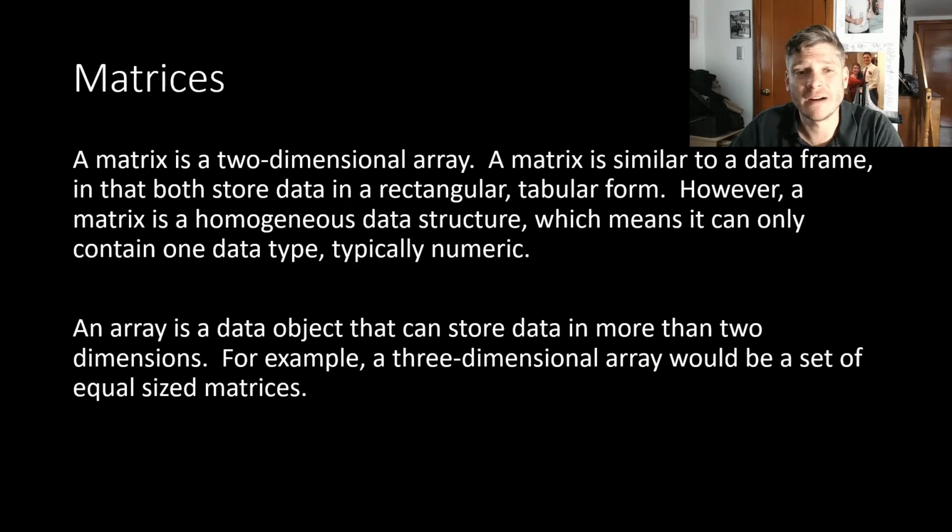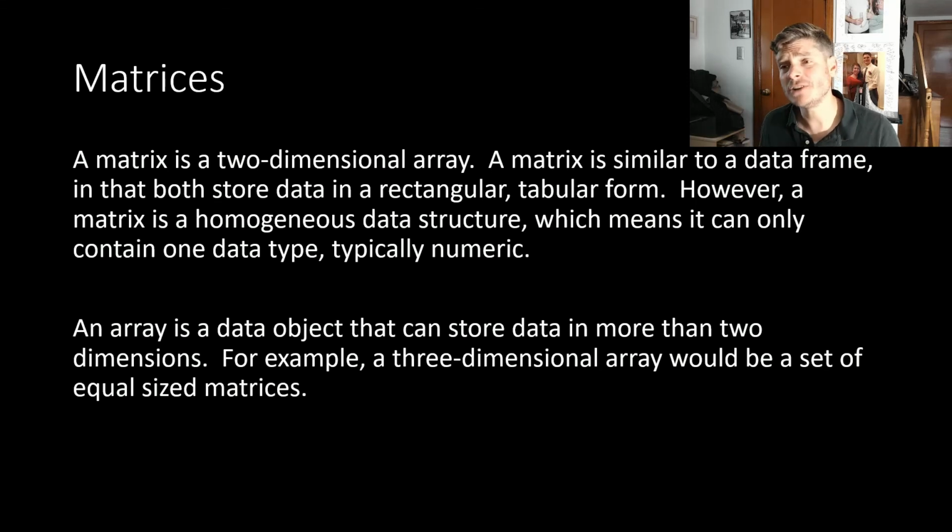Next up, we also have matrices or a matrix. Now, a matrix is a two-dimensional array, and again, it's very similar to a data frame. It stores the data in that rectangular tabular form, where again, we have rows and columns. However, a matrix is a homogeneous data structure, which means it can only contain one data type, typically numeric. Usually, our matrices are just rectangular data of numbers, and again, become very, very useful for different types of linear algebra, and matrix arithmetic, and really important for machine learning.